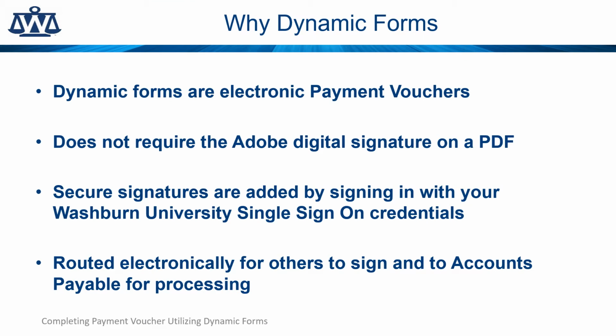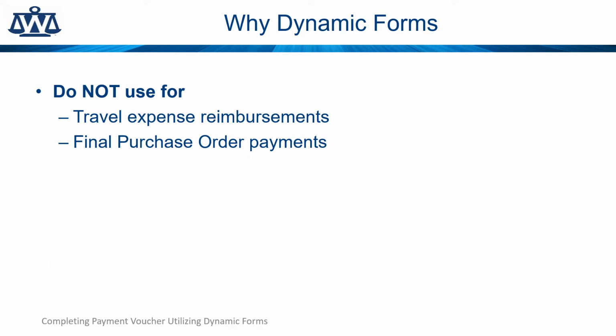There are several reasons why using dynamic forms is more efficient. This is not an all-inclusive list. Dynamic forms are electronic payment vouchers. They do not require the Adobe digital signature on the PDF. Secure signatures are added by signing in with your Washburn University single sign-on credentials. These forms are then electronically routed to others to sign and to accounts payable for processing. Individuals receive an email in their Washburn email address stating they have a document ready for processing.